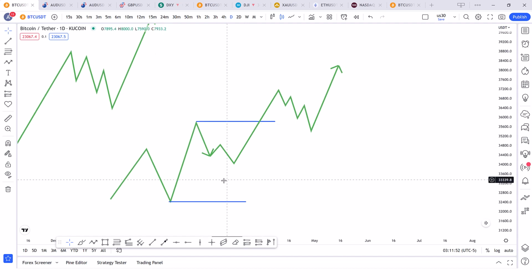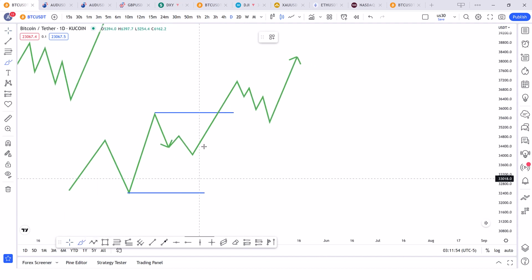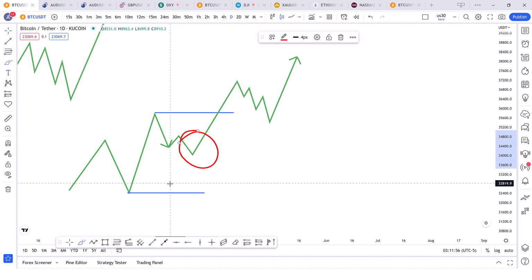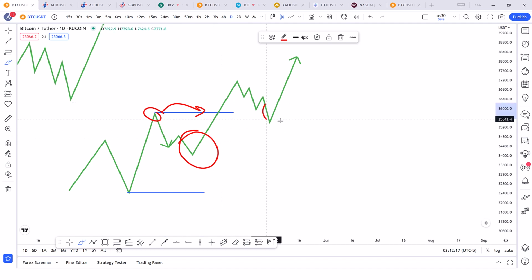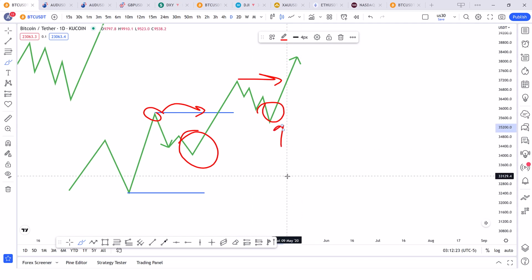So when we have a protected structure like this one, what is a protected structure? The structural pivot or point that breaks another structural pivot. You can see that we have our structural pivot here. It comes up, it breaks this structural point, so it is a protected one. It comes up, it creates another low, it breaks this structural point, so it is a protected one.